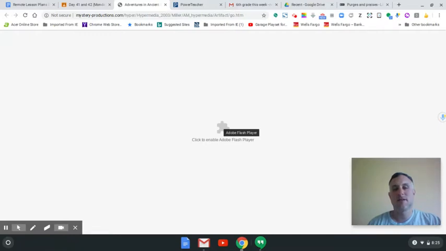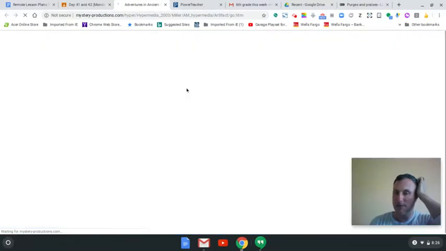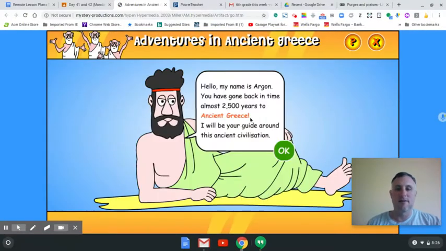So then you have to click on the little puzzle piece if you're on an Android, or you might have to right click if you're on a Microsoft computer and then actually update your Adobe Flash, because not many people use it anymore. So if I click on it and then it says allow, then I can go in.